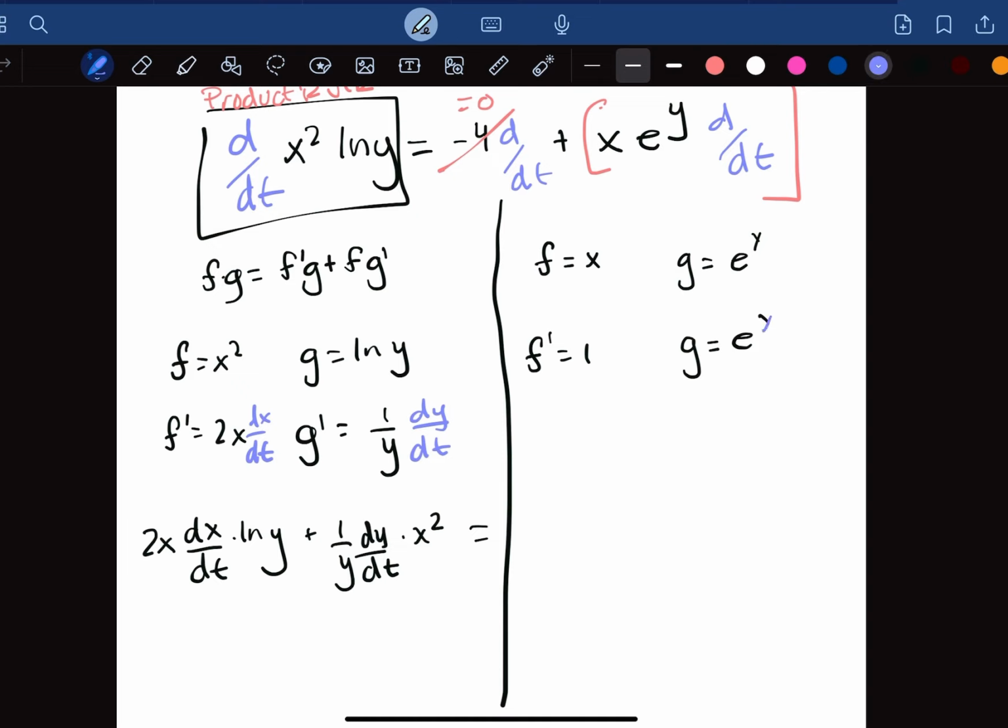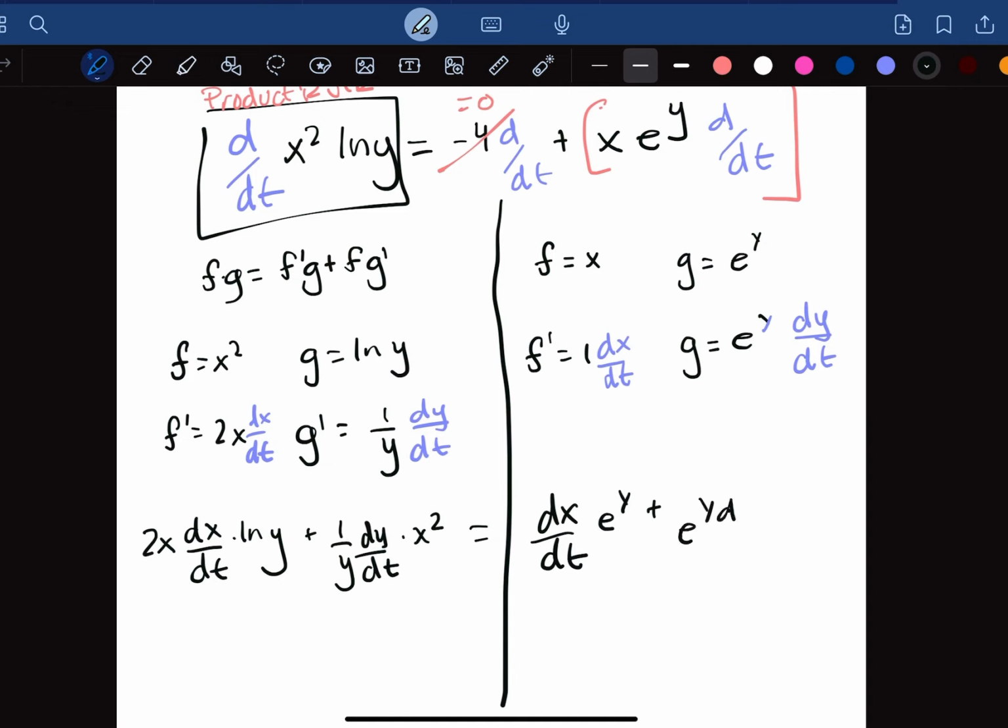So now when we take the derivative of this f, we have dx over dt. When we take the derivative of this y, we have dy over dt. And so now, plugging into our product rule, we're going to have the derivative of our f, which is dx over dt, times our g, which is e to the y, plus the derivative of our g, which is e to the y dy over dt, times our f, which is x. And so now this is pretty much the whole equation that we have.